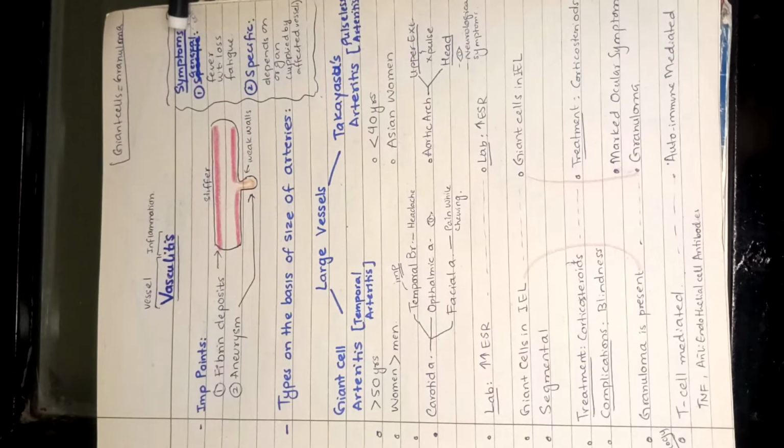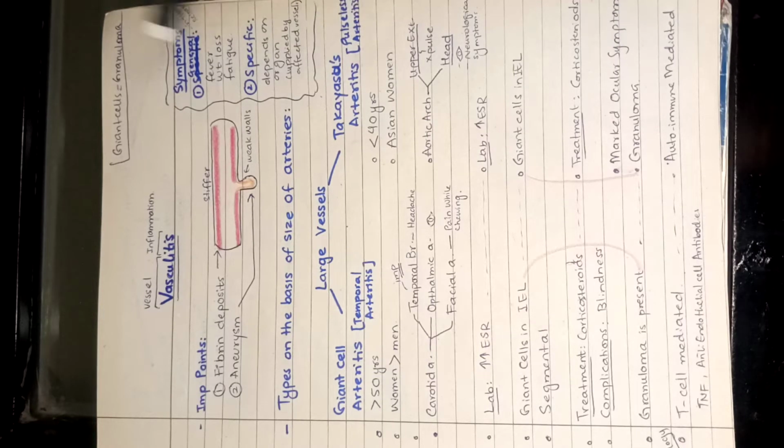Now, talking of the symptoms of vasculitis, the symptoms can be general or they can be specific. The general symptoms can be because of the inflammatory response. These general symptoms are like fever, weight loss, and fatigue. But the specific symptoms depend upon the organ which is supplied by the affected vessels.